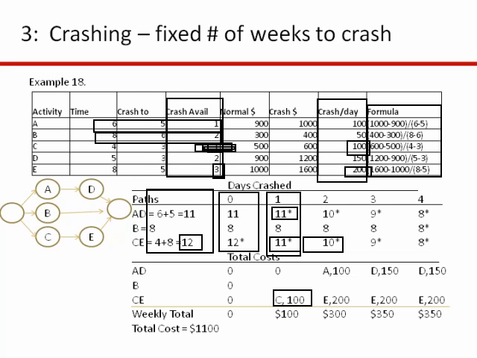So to go from 11 to 10 on CE, I'm going to have to go with E. I can use E 3 times. It's going to cost me $200 each time. So to crash CE from 11 to 10 days, I have to spend the $200. I also have to go on AD, because that one is at 11 days also. So if I look at A and D, A is $100, D is $150. So I'm going to crash A. It's the cheapest one. And so again, to go from 11 to 10, I'm going to spend an additional $300 and crash activity A and E.